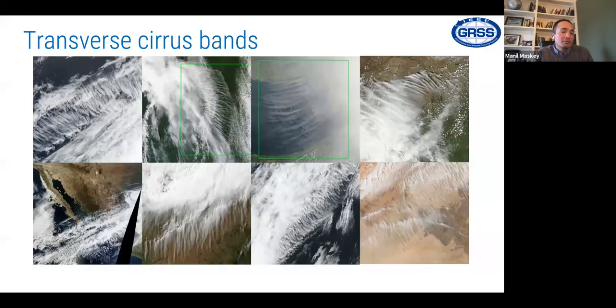Here is another type of event, transverse cirrus bands, which are known to create air turbulence, and is an important atmospheric phenomenon for air travel. So here, another technique was applied. A deep learning technique was applied to actually locate these and create a bounding box around these events, so they can study and create a long time series of these events and study what patterns emerge within the archive data.